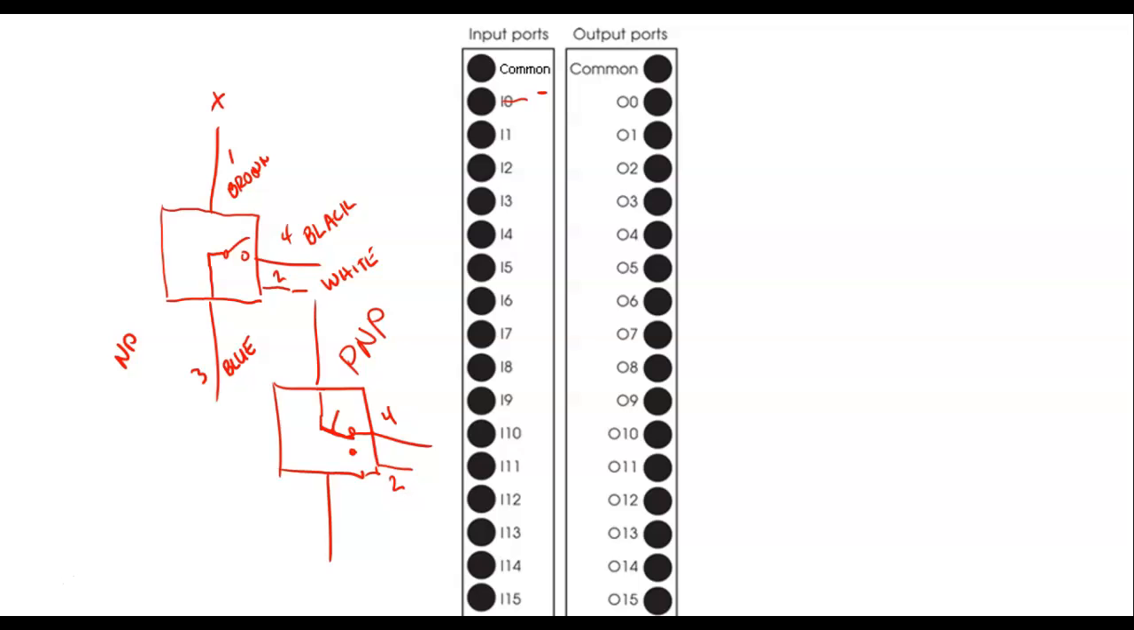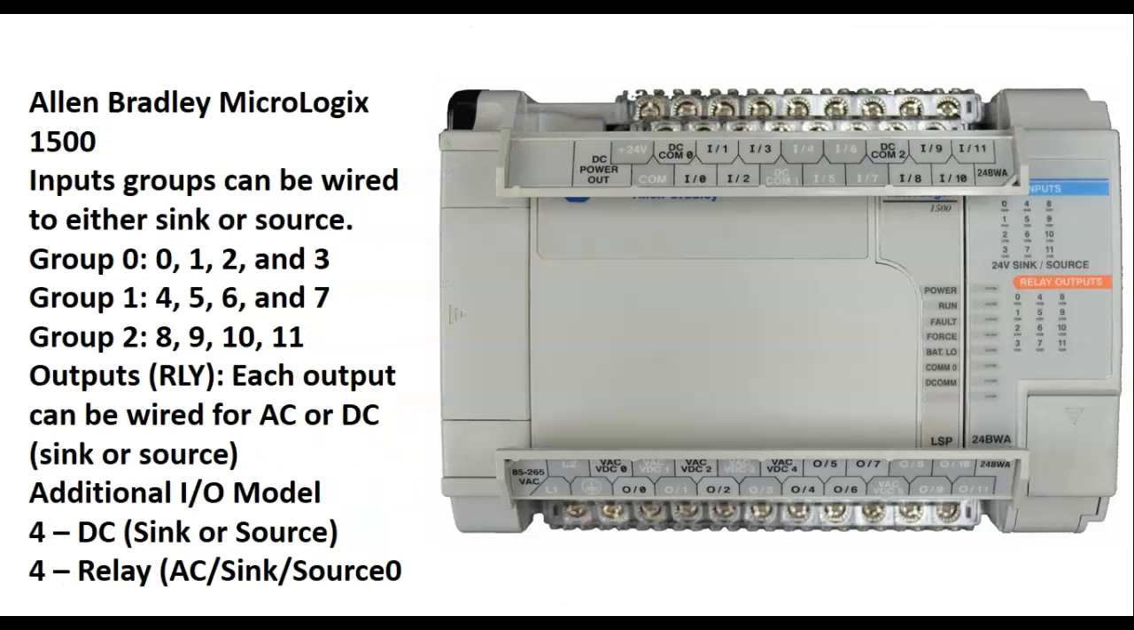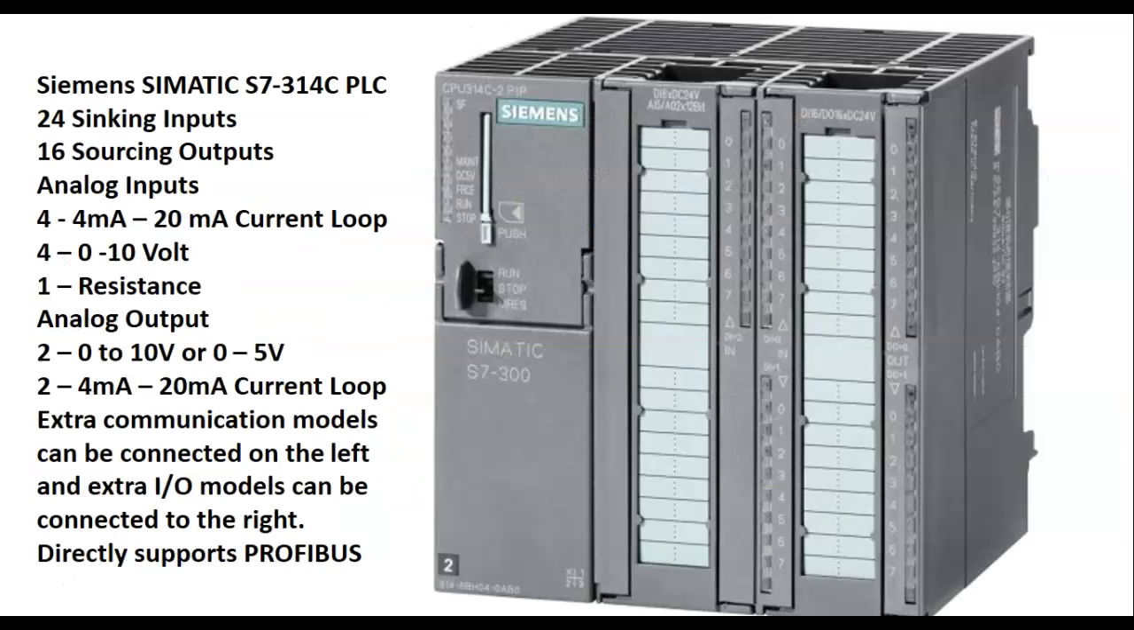But there are a couple that, if we take the sensors, they're not wired up, but you can actually see the white wire where it's single pole double throw. So this is the S7 314C PLC. It has 24 sinking inputs. It has 16 sourcing outputs. It's got analog and digital.